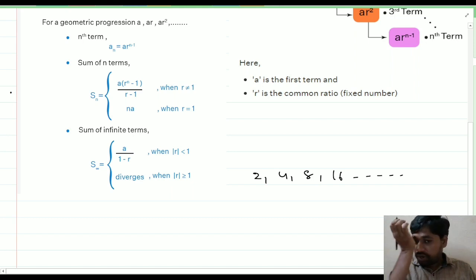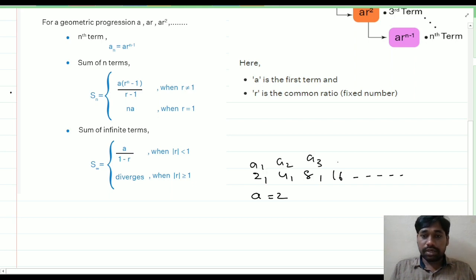Then we can say the first term is 2, so this is a1, this is a2, this is a3, this is a4. If you want the common ratio, you have to divide every two successive numbers, that is, divide each term by the previous number.